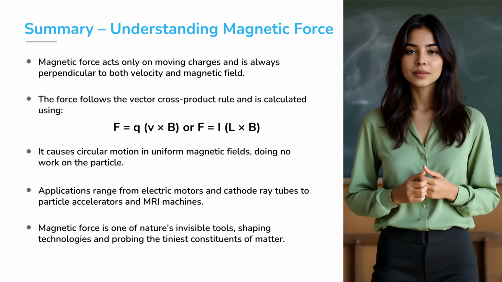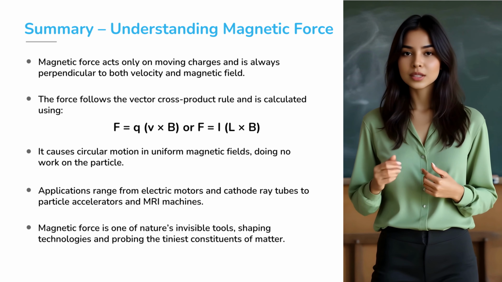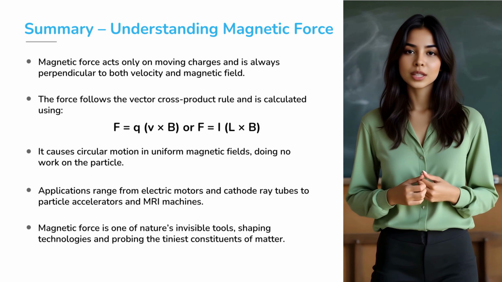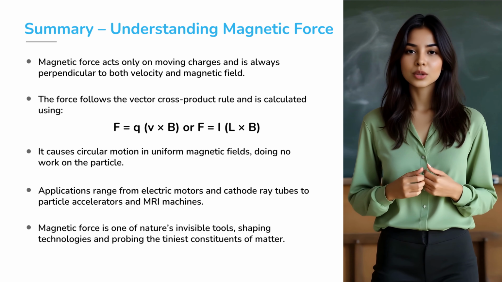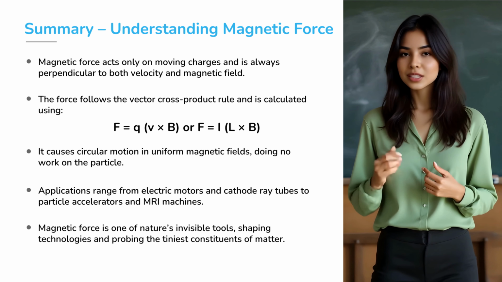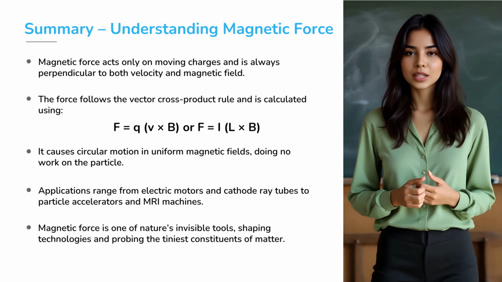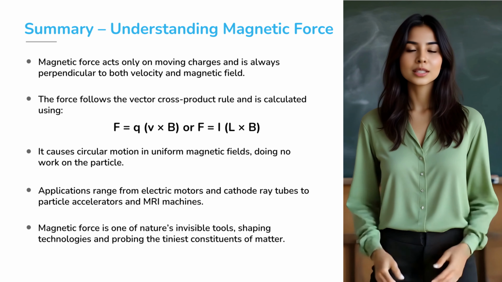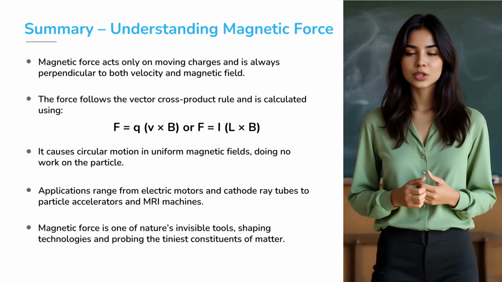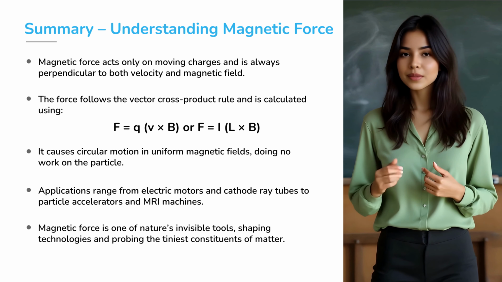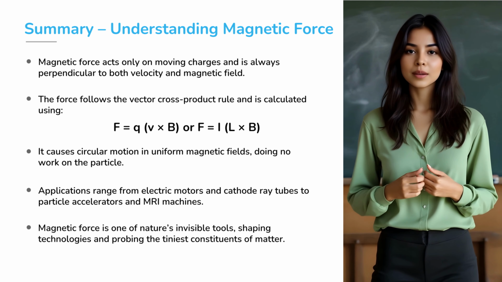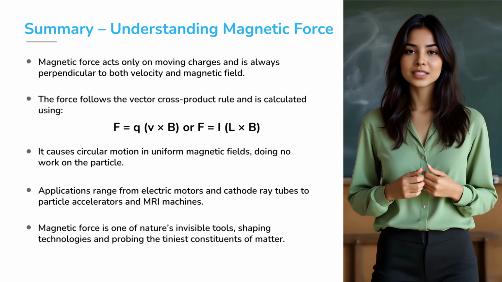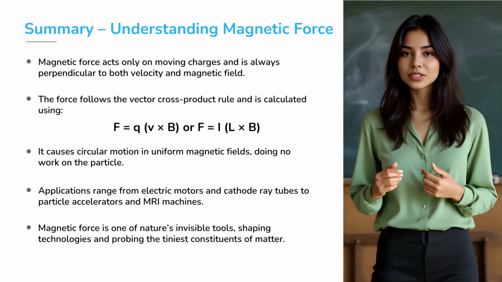Let's quickly revise what we've learned about magnetic force. Magnetic force acts only on moving charges and is perpendicular to both velocity and magnetic field, calculated by F equals q v cross B. It does no work but alters the direction of motion, causing circular paths in fields. In wires, it creates motion, powering electric motors. In particle physics, it separates and steers charged particles.